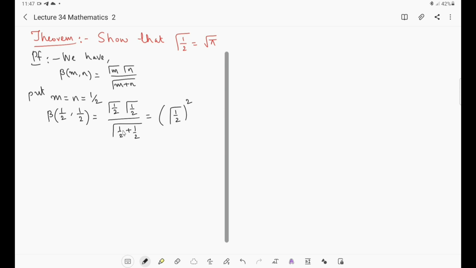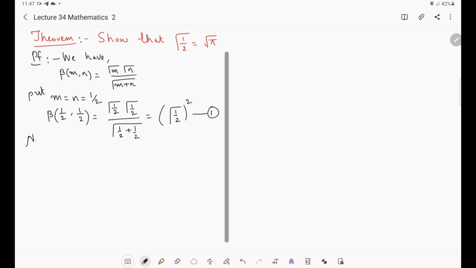So gamma 1 value is 1 already. From the first property of gamma function, gamma 1 will be 1. So consider this as 1. So what I got is gamma half whole square is nothing but beta of 1 by 2 comma 1 by 2. I need gamma half, right? I have to prove that gamma half value is root pi. I got gamma half on the left side, so I will evaluate the value of this beta of 1 by 2 comma 1 by 2.